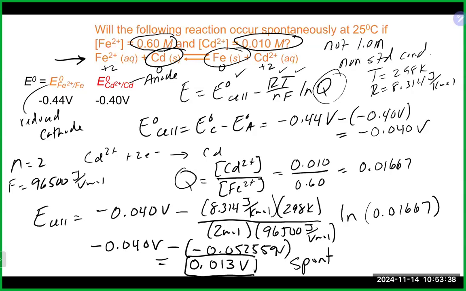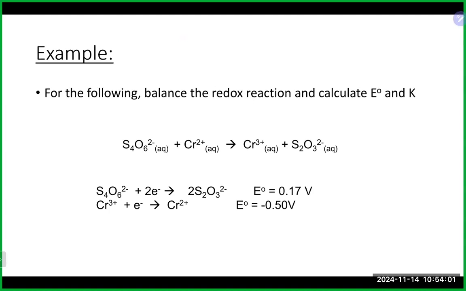Any questions on that? So this illustrates that if you have a reaction that's maybe non-spontaneous, you can play with the concentrations and turn it into being spontaneous, maybe just a little bit, like in this particular case. Any questions on that one there? All right, let's try this one here to finish it up. For the following, don't worry about the balancing, just calculate E and K for this particular reaction.